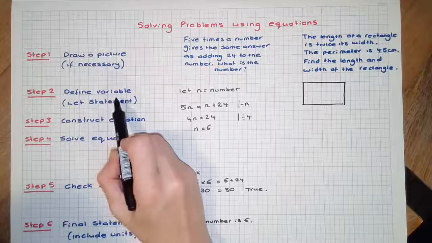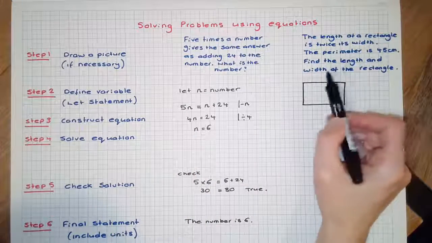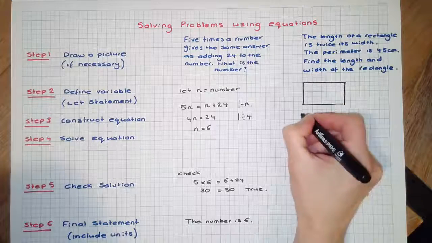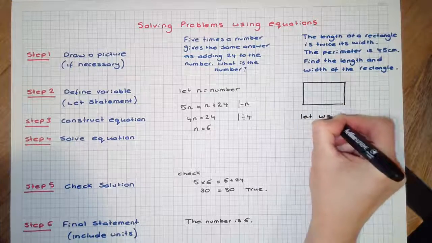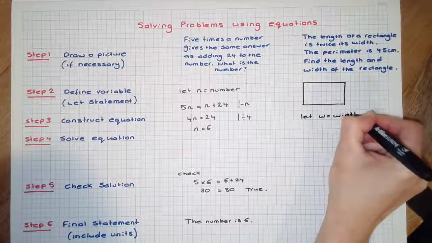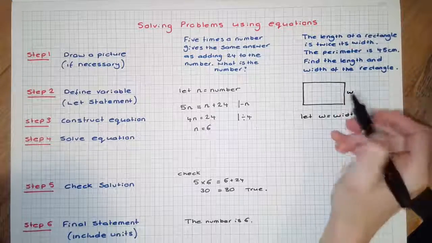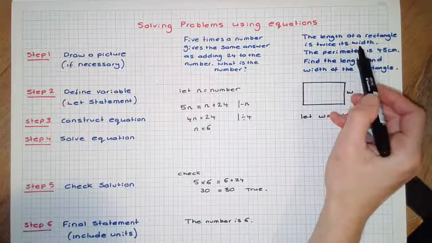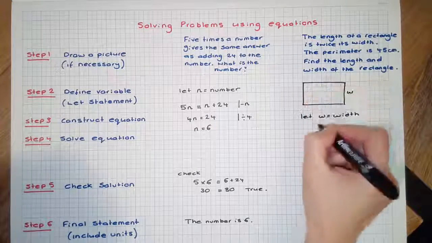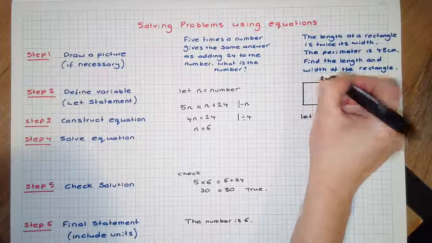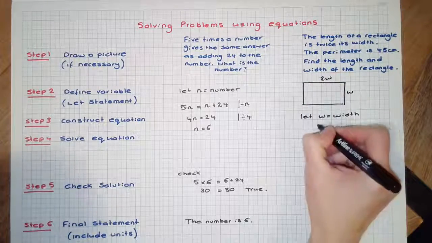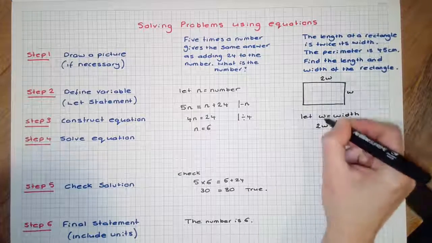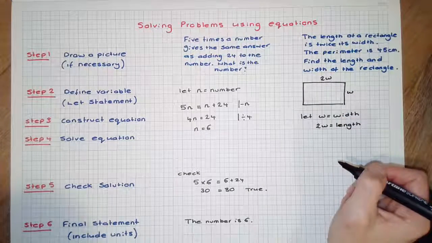Step 2, define the variables. It's asking us to find the length and the width, but we can only have one variable. Let's let w equal the width. So on our diagram, we have w, and we know from the problem the length of the rectangle is twice the width. That is, the length would be 2w. Once again, you can only have one variable for these problems.